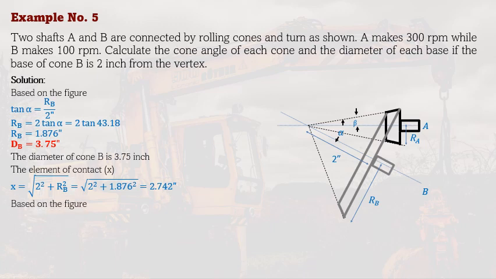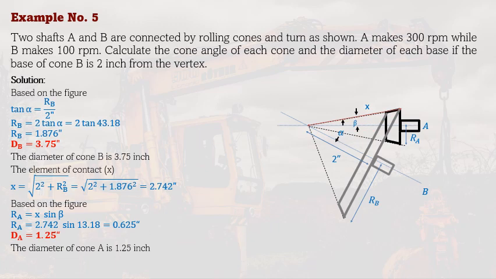So based on the figure, since we already have the value of X, then we can get the value of RA as X sine beta. Since we can see here that sine beta is equal to opposite, which is RA, divided by the hypotenuse, which is the line of contact. So that's why we have RA equals X sine beta. Substituting the values, we can get the diameter of A as 1.25 inch. So the diameter of cone A is 1.25 inch. Now that we already have the diameter, we can also draw it more accurately. So again, this is the line of contact, denoted by the symbol X.